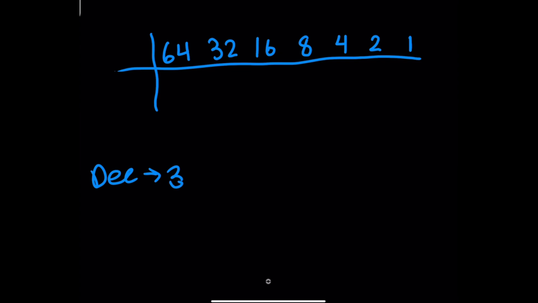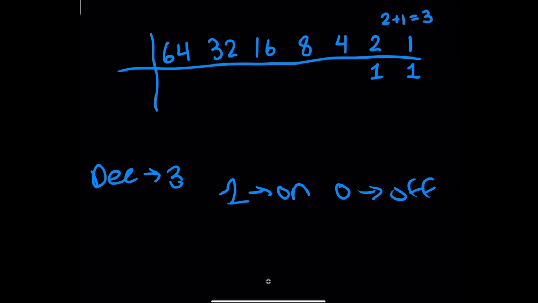So if the decimal number is 3, and 1 equals on and 0 equals off, what does that even mean? Let's think about it like this. Can the number go into 1? 3 is bigger than 1, so we can use 1. So 1 is on, like we can use it. So we're applying 1 to the situation. Okay, so 2 is left in 3 now. We can use 2. 2 is on. Now we got our 3 because 2 plus 1 equals 3.